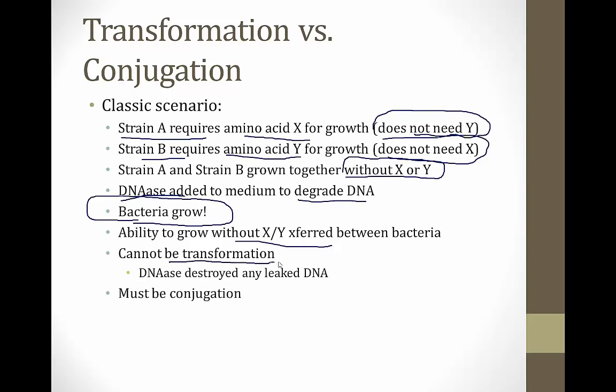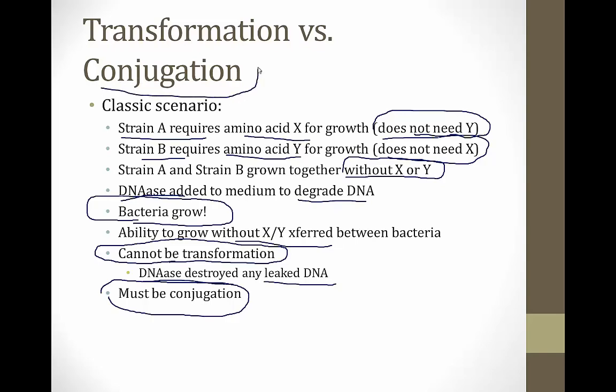And it cannot have been transferred by transformation. So genetic material cannot have been dumped into the growth medium and then picked up by another bacteria by transformation, because DNase was present. It would have destroyed any leaked DNA. So this proves that the way the genetic information must have been transferred from one bacteria to another is through conjugation. They must have attached and transferred the DNA without allowing it to be exposed to the DNase enzyme that was present in the culture media. Make sure you understand this experiment and why it proves that conjugation takes place instead of transformation.